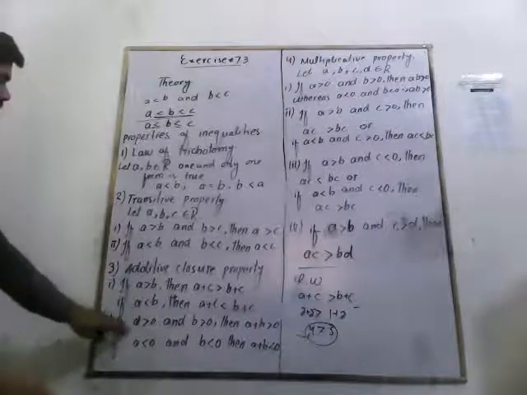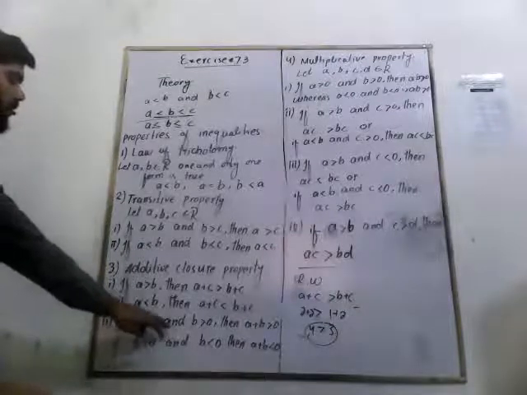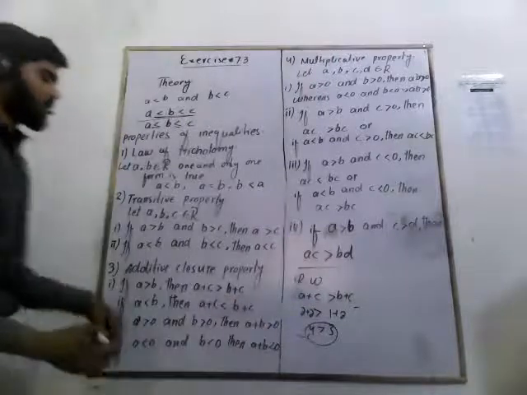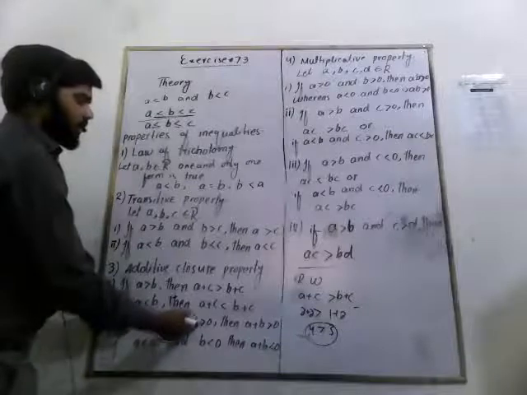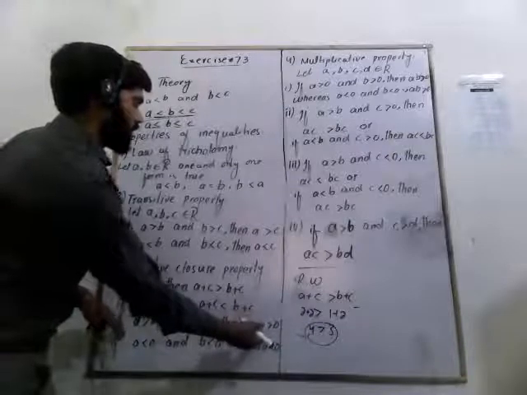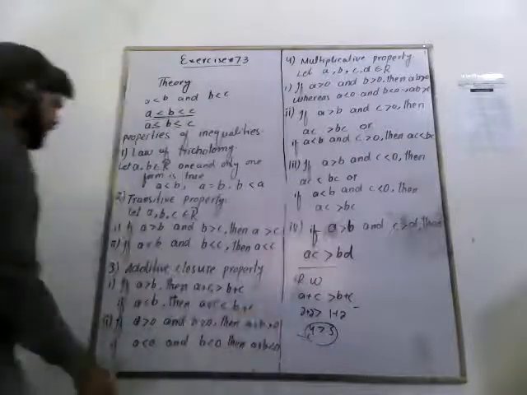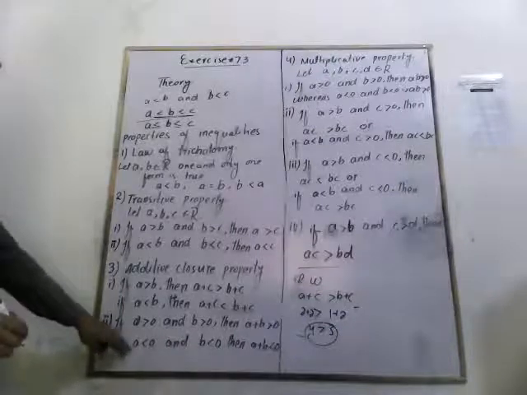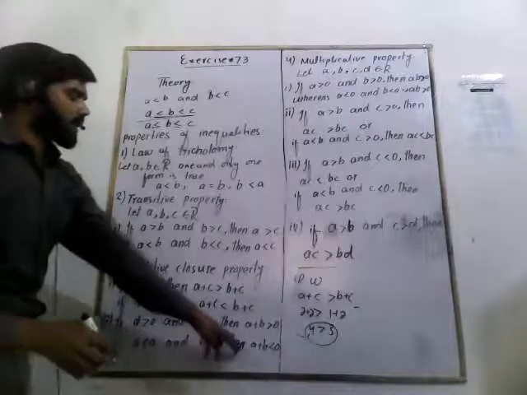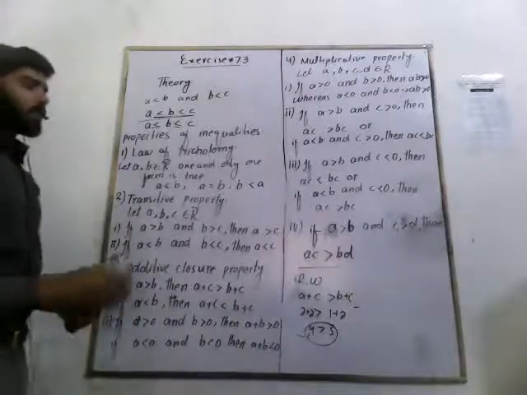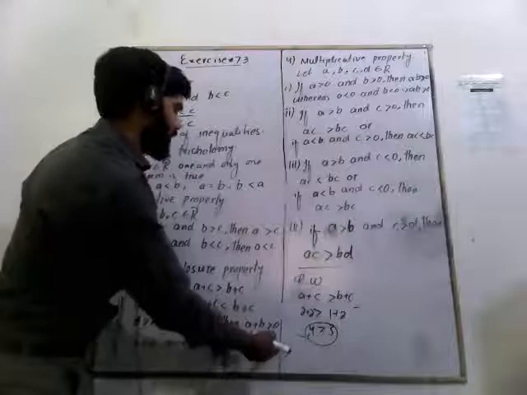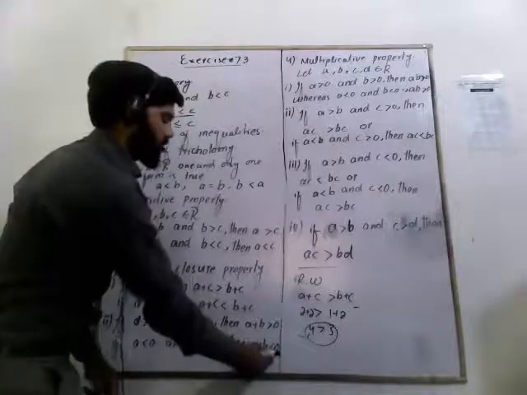Now in the second case, if a is greater than 0 and b is also greater than 0, then their sum will also be greater than 0. For example, a is 1 and b is 1, then a plus b is 1 plus 1, which is 2, and 2 is greater than 0. If a is less than 0 and b is also less than 0, then a plus b will also be less than 0. If a is minus 1 and b is minus 1, then minus 1 plus minus 1 gives minus 2, which is less than 0.